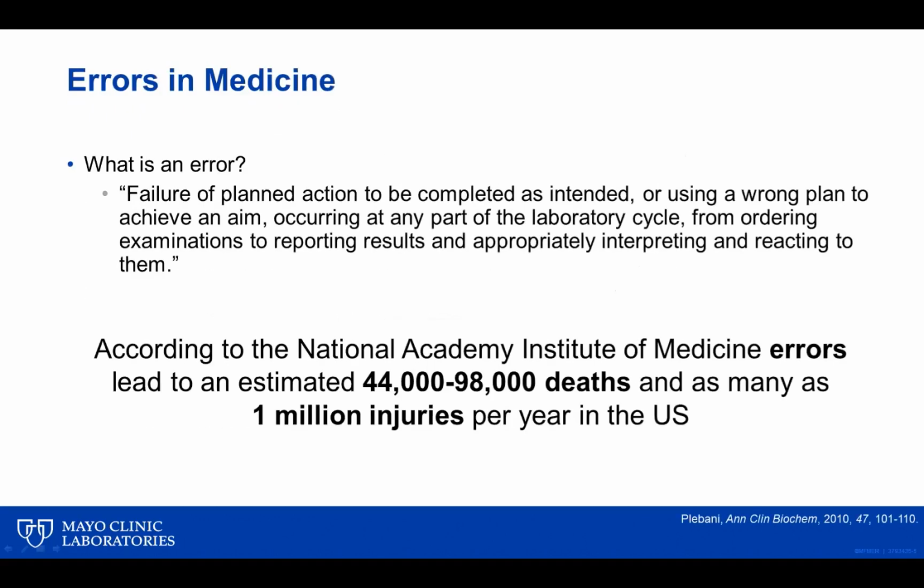So when we begin to start thinking about the concept of pre-analytic variables, it's often described in the context of pre-analytical errors. In general, an error is defined as the failure of planned action to be completed as intended or using a wrong plan to achieve an aim, occurring at any part of the laboratory cycle, from ordering examinations to reporting results and appropriately interpreting and reacting to them. And according to the Institute of Medicine, errors are actually responsible for nearly 100,000 deaths and upwards of 1 million injuries each year in the United States. So this is obviously very important and something that we take to heart.